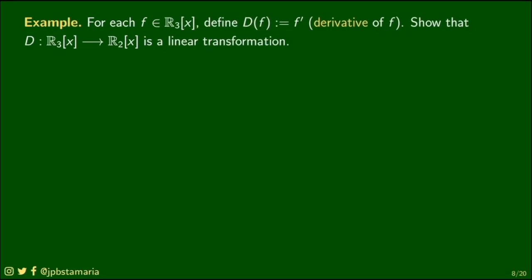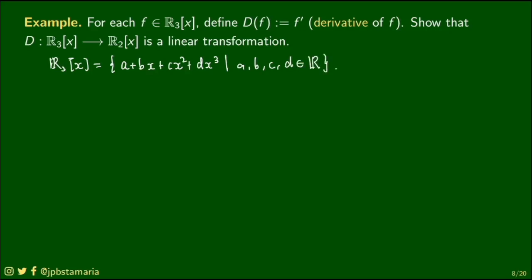Let us now consider another vector space. In this case, we look at the vector space R3[x]. Again, R3[x] contains polynomials of degree at most 3. So basically, the elements are of the form a plus bx plus cx squared plus dx cubed, where a, b, c, d are real numbers.